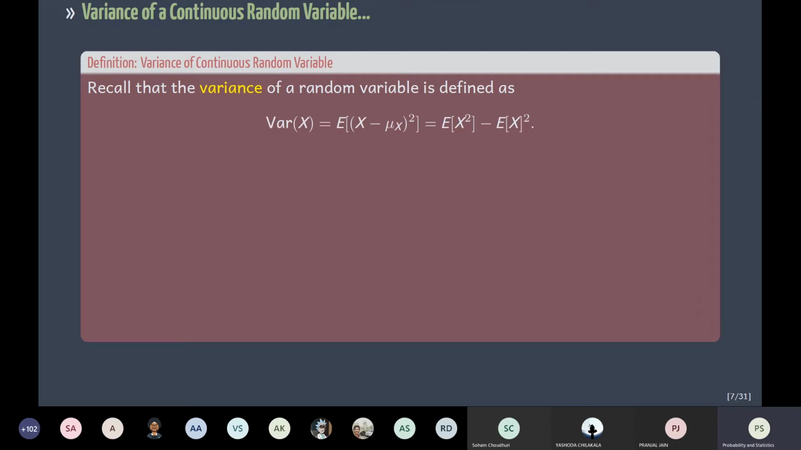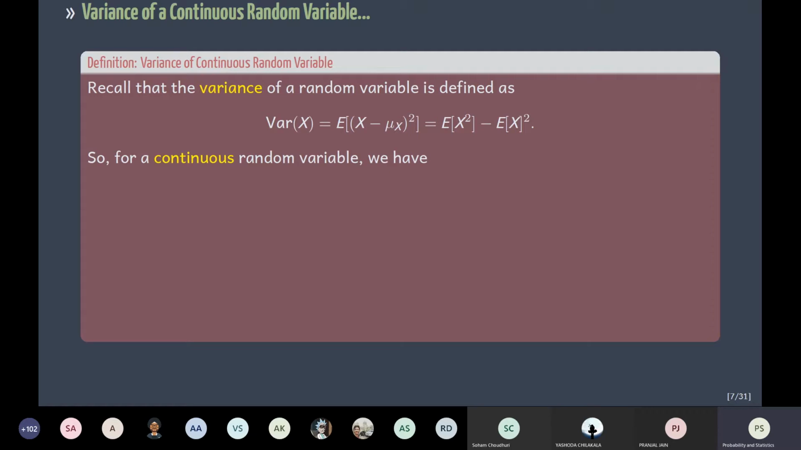Variance, remember, was defined as the expectation of (x minus mu x) whole squared. In other words, it is the second central moment. Due to linearity of E, we can also write it like this. This is the derivation we have seen before.